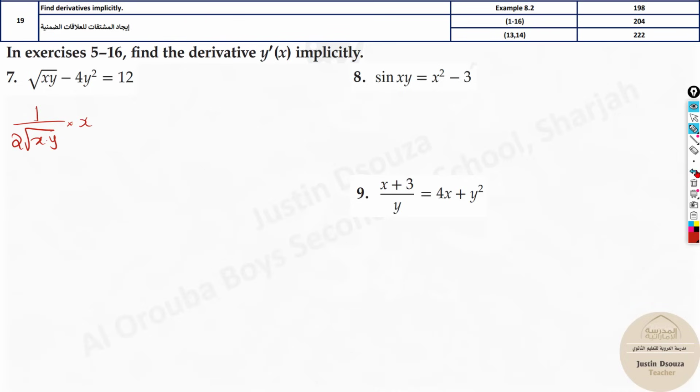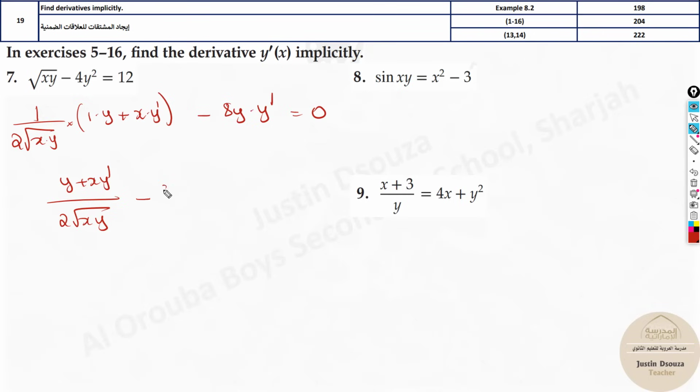It'll be x dash, that is 1, multiplied by y plus x into y dash, minus 2 comes down to be 8y into y dash. Only when there is y you need to apply this y dash, equals 0. So you can simplify this. It'll be y plus xy dash divided by 2 root xy minus 8y into y dash.